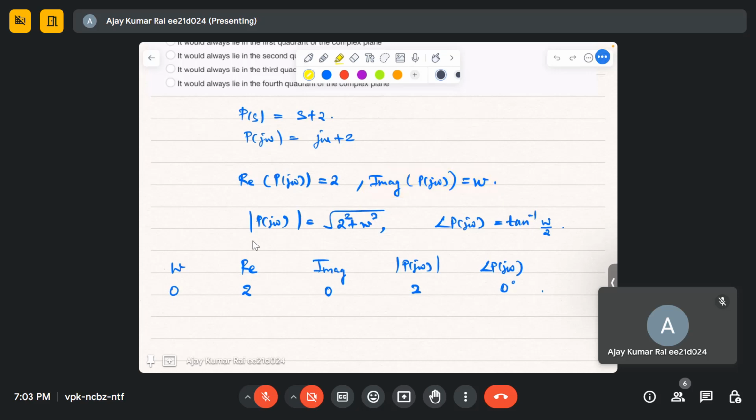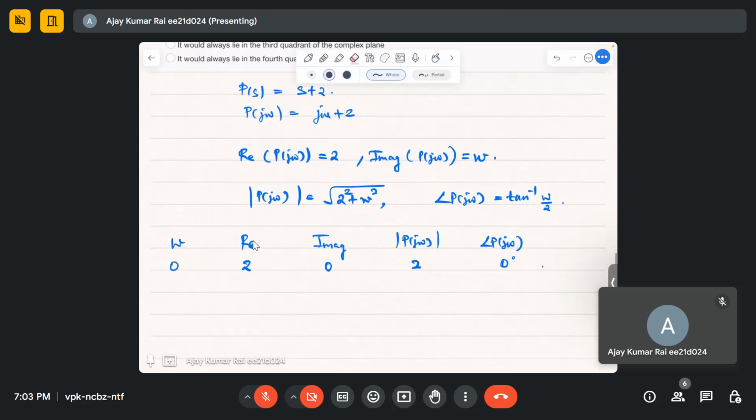And you know the magnitude is the root of the imaginary part square plus the real part square. So this is equal to 2, and the angle is tan inverse of omega by 2. Omega is equal to 0, then the phase is also equal to 0. This is very easy.